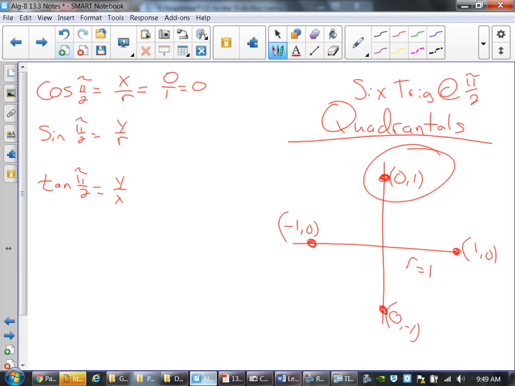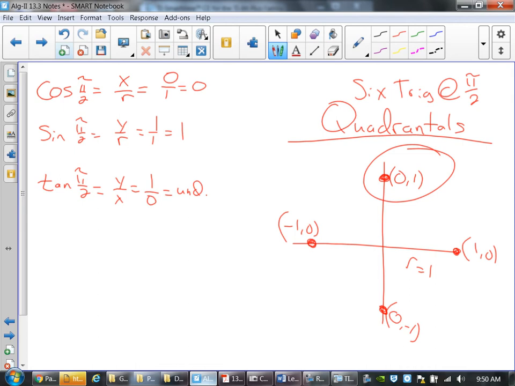What's the y value at pi over 2? What's the radius? 1. What's 1 divided by 1? Again, what's the y value? 1. What's the x value? What's 1 divided by 0? Cannot be done, so it is undefined.